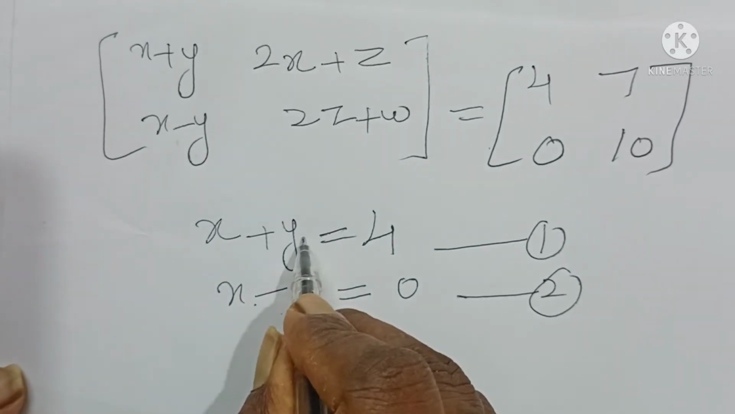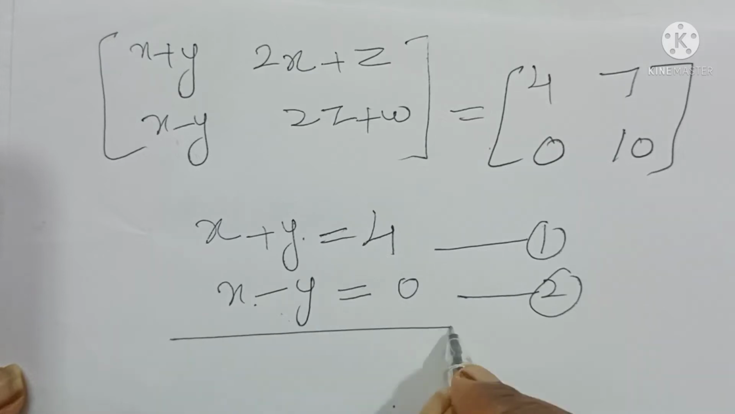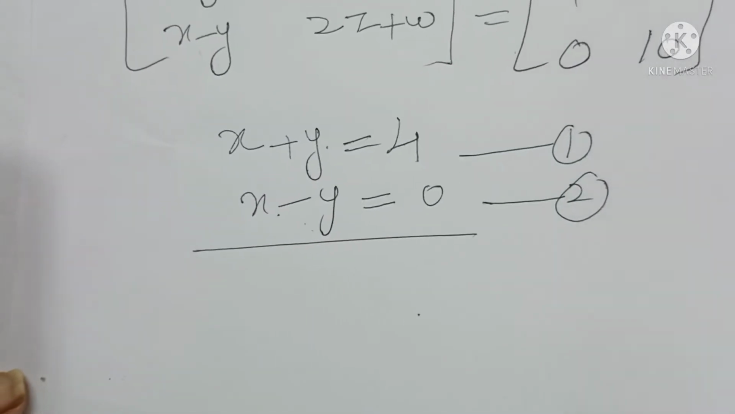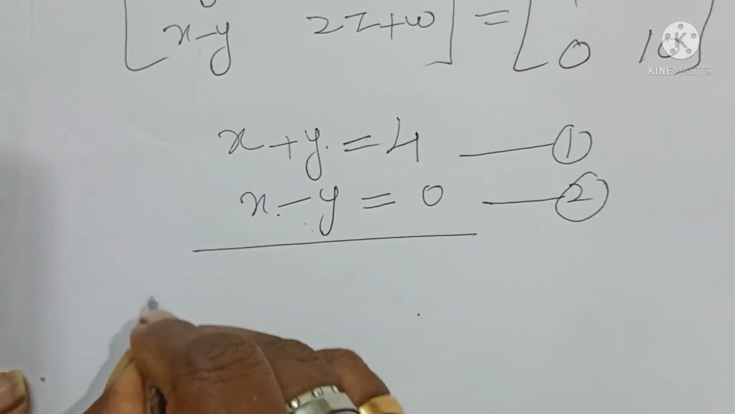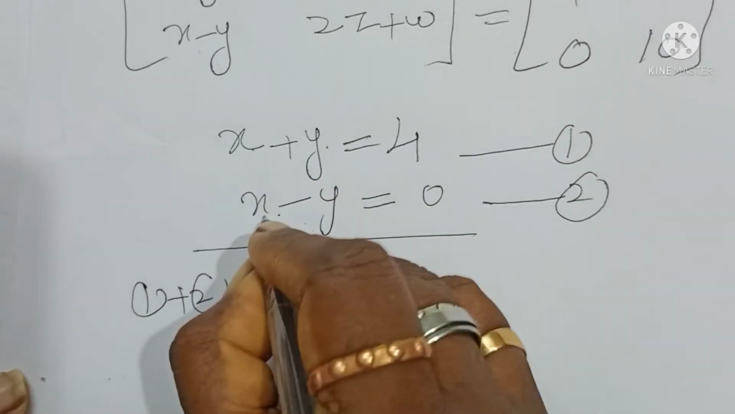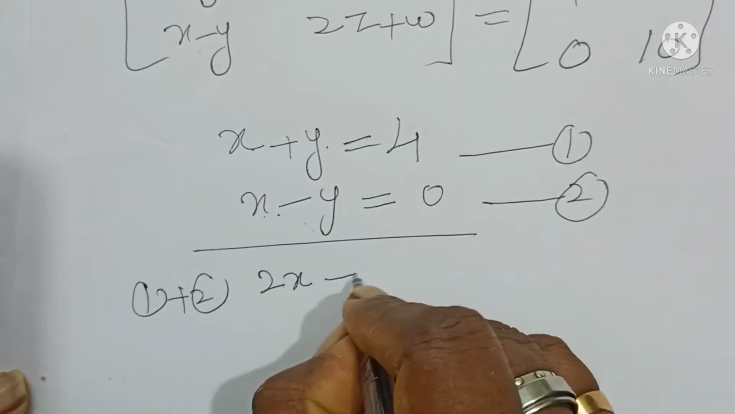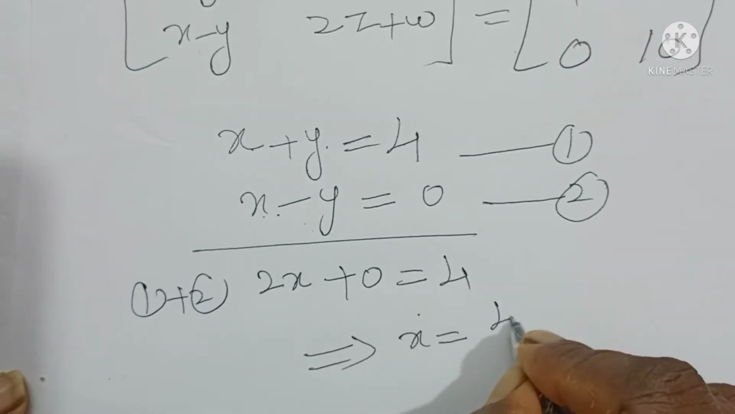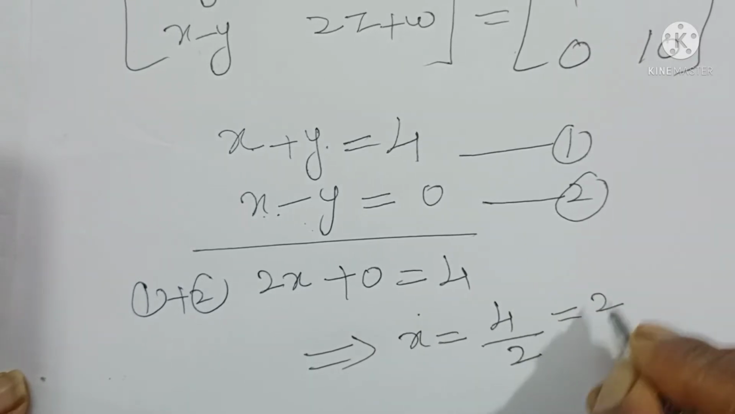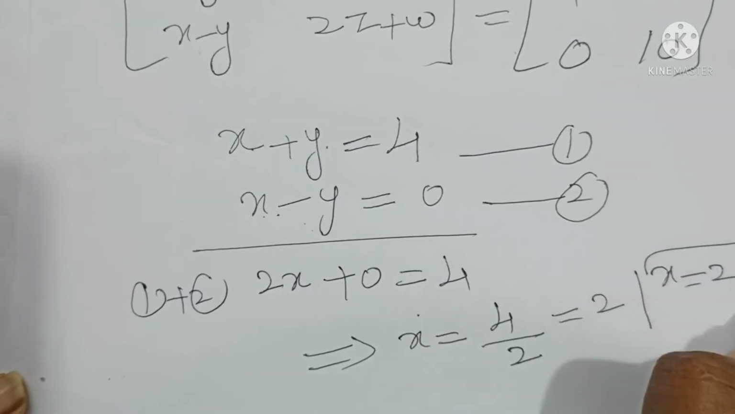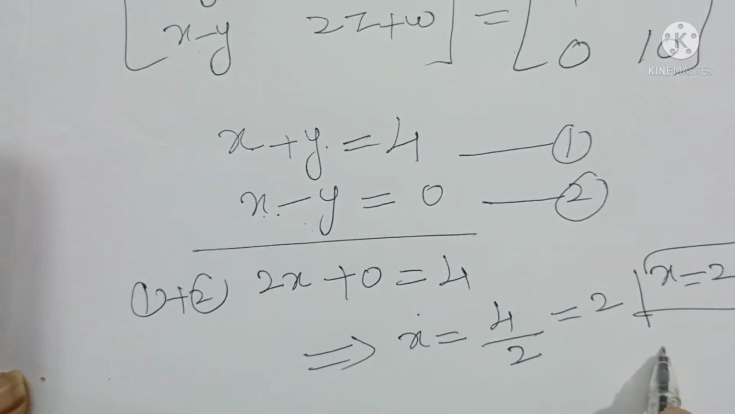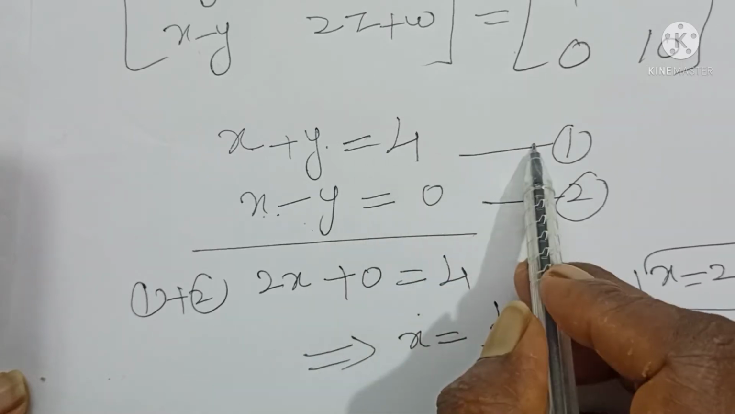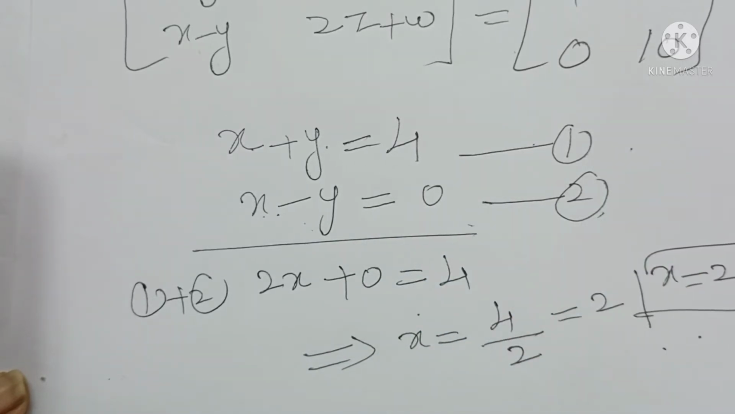So here minus, here plus. If you are adding these two equations, the y terms will get cancelled, correct? So 1 plus 2 implies what is x plus x? 2x. Here 0, here 4. So from this you can find the value of x, which is equal to 2. So what is x? 2. Then you have to substitute the value of x in the first equation or second equation. I am substituting the value of x in the first equation.